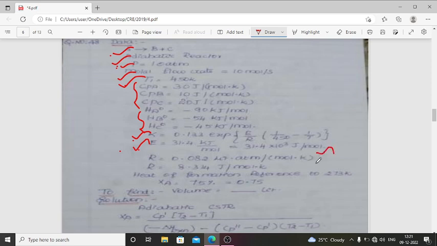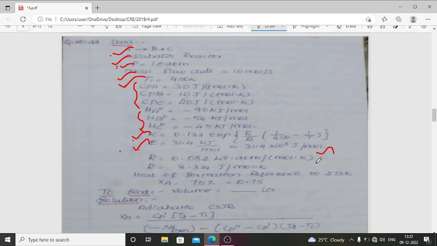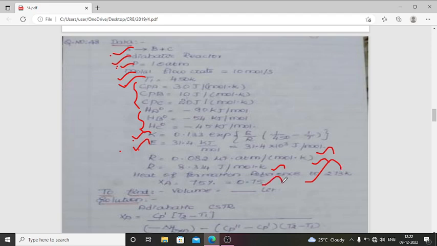The capital R, that is the gas constant, is given in different units. In atmosphere units we should take 0.082 liter atmosphere per mole Kelvin. In joule we should take 8.314 joule per mole Kelvin. The heat of formation reference temperature is 0 degree Celsius or 273 Kelvin. The conversion XA is equal to 75%, so we should take 0.75. The objective of this question is to determine the volume in liters.